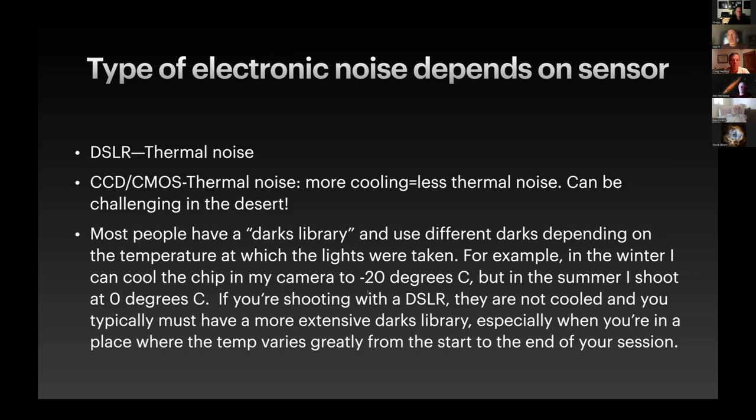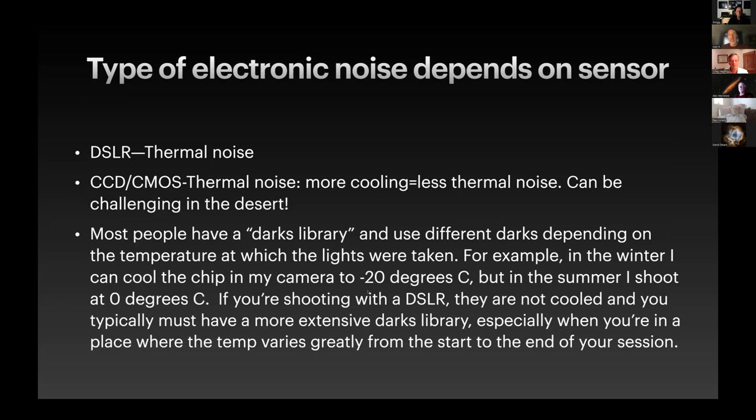Different types of electronic noise. DSLRs have thermal noise because they're mostly not cooled. And I think that's a little bit challenging, especially at places like at CAC, where the temperature might drop 30 or 40 degrees over the course of the night. So people tend to have dark libraries. I have a dark library too.